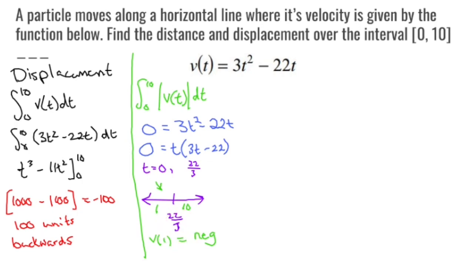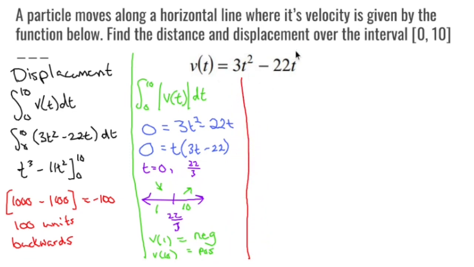Now let's see what happens when I plug in 10, because I'm allowed to plug in 10. See what kind of number I get. 300 minus 220, positive, increasing. All right. Let's cut this down a little bit more.